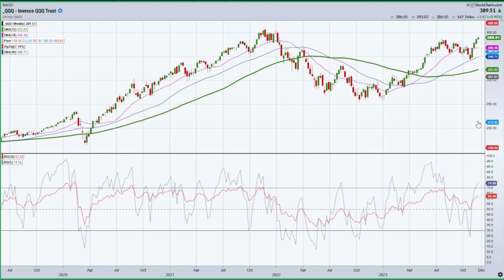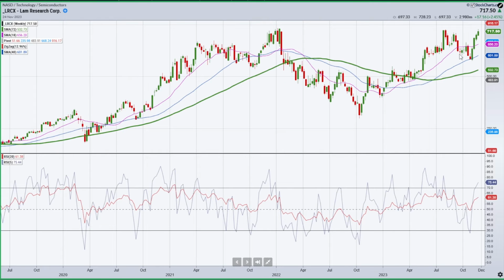So let me just give you a couple more examples. Look at this deep pullback in LRCX. Now, this got way overdone. This came back to the 50 level, okay? Now, we can do the same thing here. It didn't quite make it to the 40 here, but this clearly got overbought and this stayed at the 50 or lower, right? I mean, you're going to get these regular intermittent sell signals at the 18, and these happen more closer to the 40. In this case, it didn't quite make it to the 40.